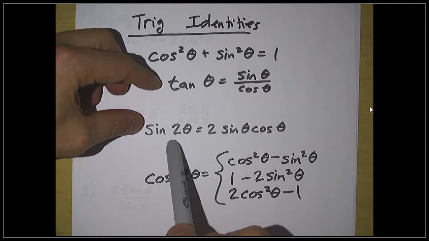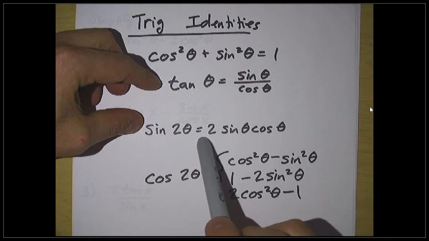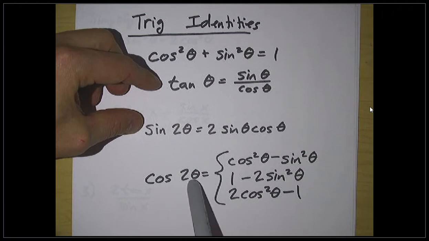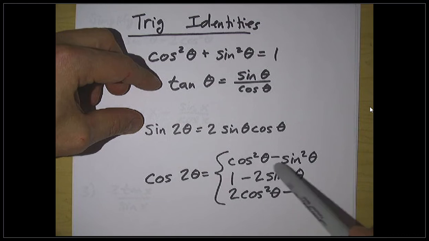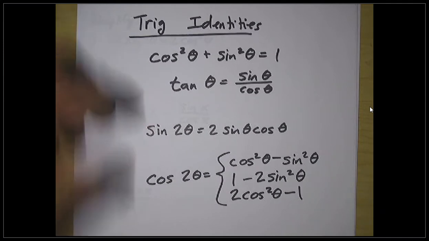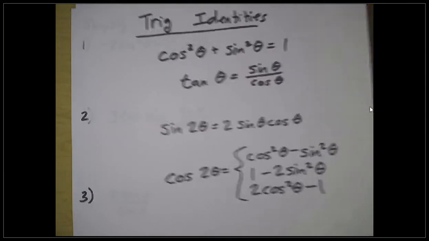So our double angle identities are, for sine 2 theta, 2 times sine of theta times cosine theta. And for the double angle identity for cosine, we have 3 of them. For cosine 2 theta, we have cosine squared theta minus sine squared theta. We also have 1 minus 2 times sine squared theta. We also have 2 times cosine squared theta minus 1. So we'll be using these for the following. I think I'm going to go through 12 different problems.